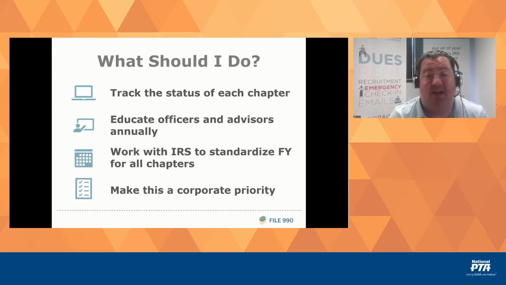Again, some state PTAs have local chapters that have a July 1 fiscal year start or a January 1 fiscal year start. Some have undertaken a path to standardize all of that, so all of their local chapters are on the same schedule. You can work with the IRS to standardize the fiscal years for all chapters. And again, like I said earlier, make this a corporate priority. If you don't care about it and make it a big deal at the state level, then it's going to be hard for the local leaders to make it a big priority in their operations.